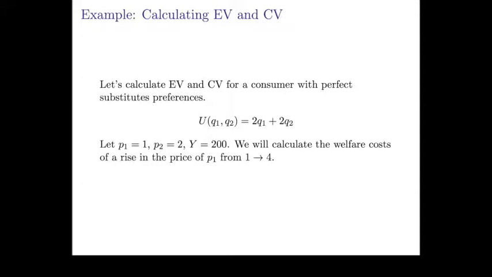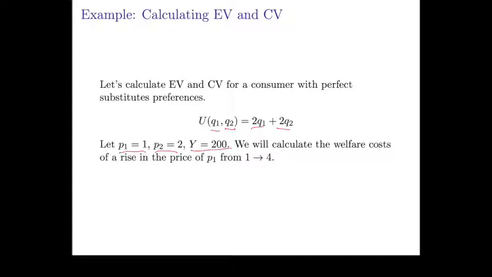Let's work through an example to see how one would calculate EV and CV. So we're going to look at a consumer who has perfect substitutes utility. His utility from consuming Q1 units of good 1 and Q2 units of good 2 is 2Q1 plus 2Q2. So let's start with a world where the price of good 1 is 1 and the price of good 2 is 2 and the consumer's income is 200.